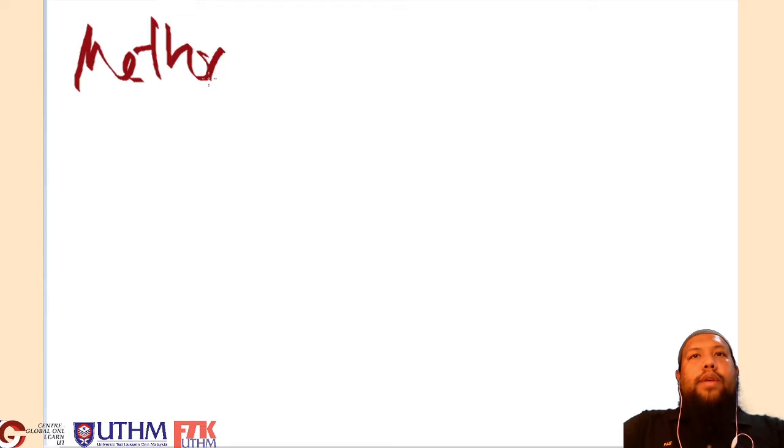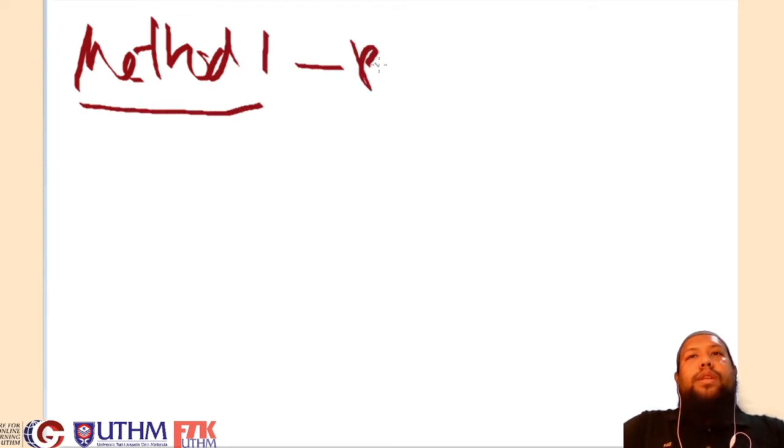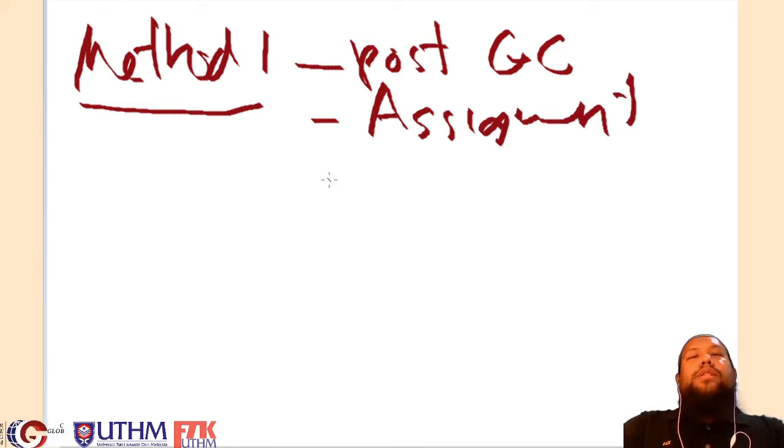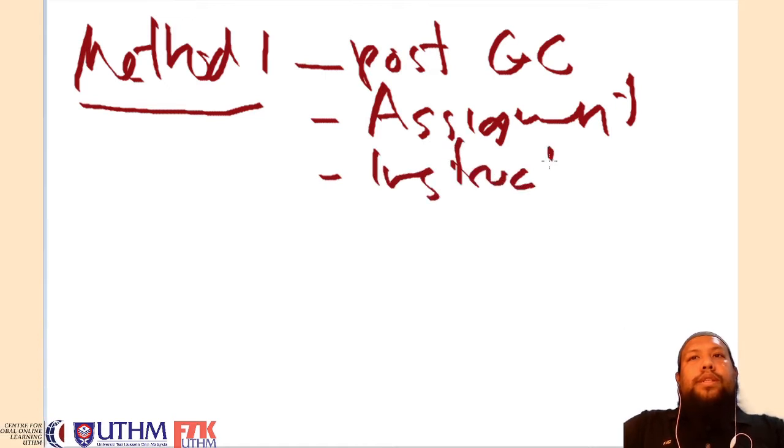For the simplest way, let's say it's method 1. The simplest way is just to post it on Google Classroom. You can use the assignment, and then you just post the instruction. For example, you have the PowerPoint show, and then you put it on assignment, and you give the instruction.